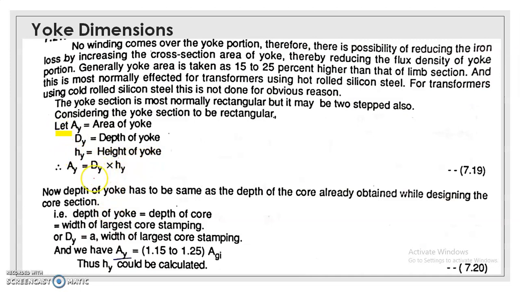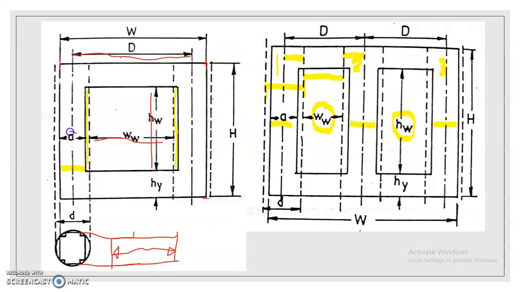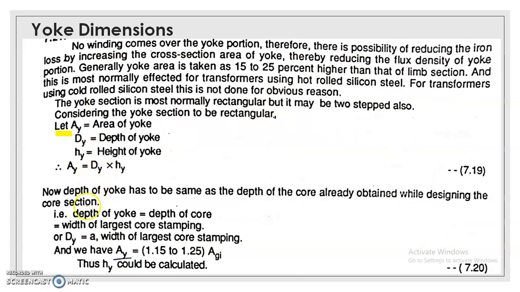If you want to calculate the area of the yoke, it is a rectangular form, so you can directly use AY equals dy into HY. Now the depth of the yoke has to be the same as the depth of the core. A is defined as this portion, the width of the limb. That width of the limb is also defined as the depth of the core. So generally we consider that the depth of the yoke is equal to the depth of the core. So you can also define dy, the depth of the yoke, as equal to A.